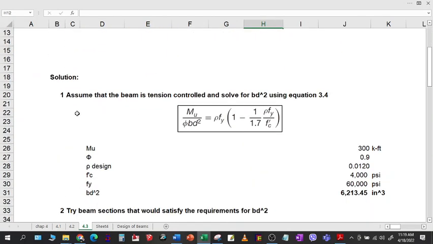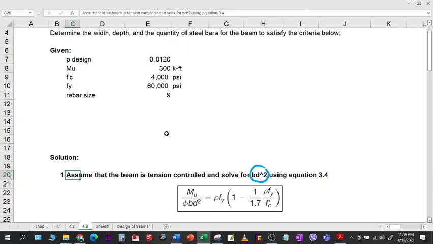Here's the solution. The first thing to do is assume that the beam is tension controlled and solve for bd squared using equation 3.4. So we are to solve for the bd squared using the equation below. Let's check if we can solve this equation using the given parameters. Mu is given. Then steel ratio design is also given. Fy is of course given. Then f'c is also given.